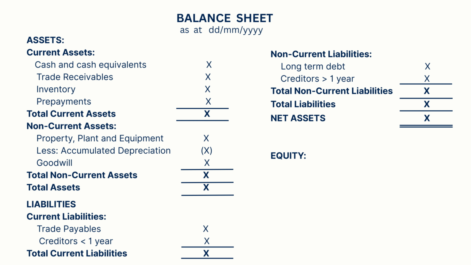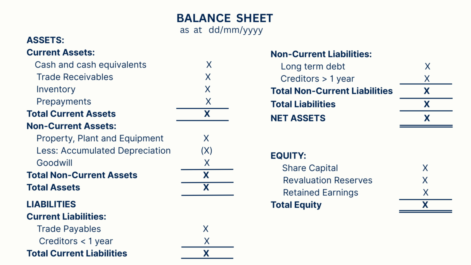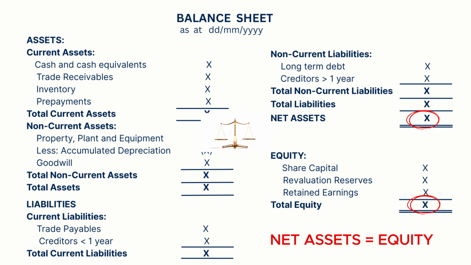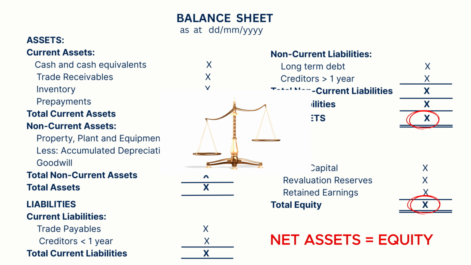Equity represents the owner's interest in the company. Share capital is the money invested by shareholders in exchange for shares. Revaluation reserves arise when assets are revalued upward. The increase is recorded in equity, not profit. Retained earnings are accumulated profits that have not been distributed as dividends. When we add these together, we get total equity. Total equity must equal net assets. If it doesn't, the balance sheet doesn't balance.